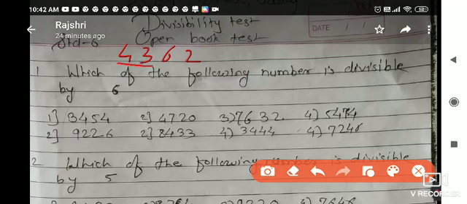So 4 plus 3 is 7, 7 plus 6 is 13, and 13 plus 2 is 15, and 15 is there in the table of 3. That's why this number is divisible by 3.